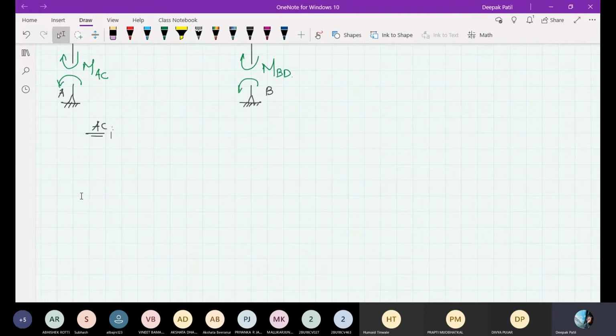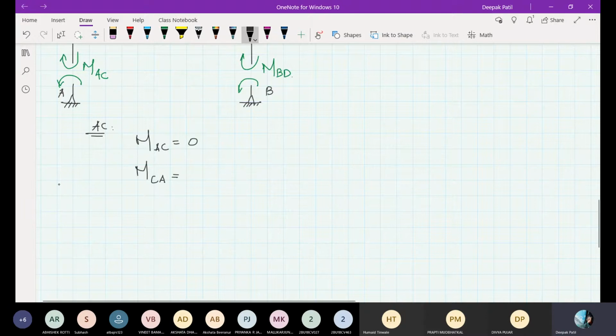What will be the value of MAC? 0. Yeah, because A is a pinned support. So I will write here directly, MAC is 0 because A is a pinned support. Now I should apply the modified slope deflection equation for the moment MCA.